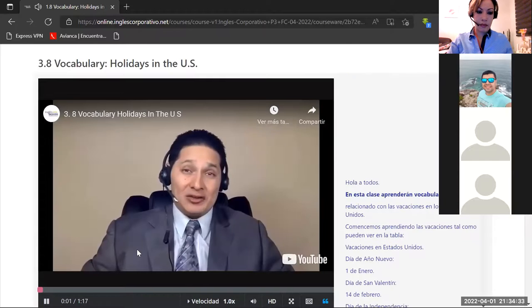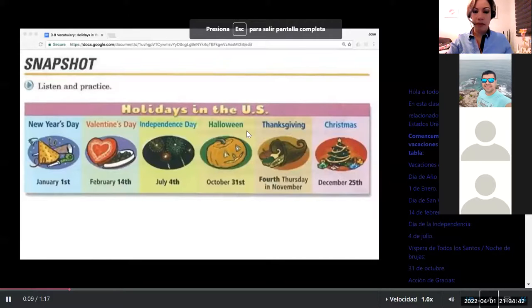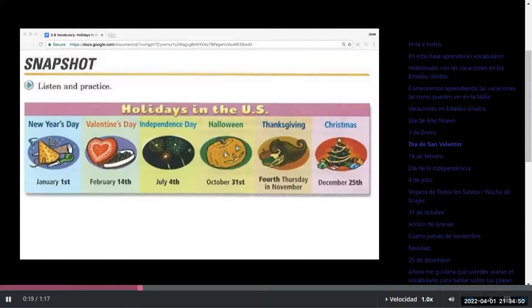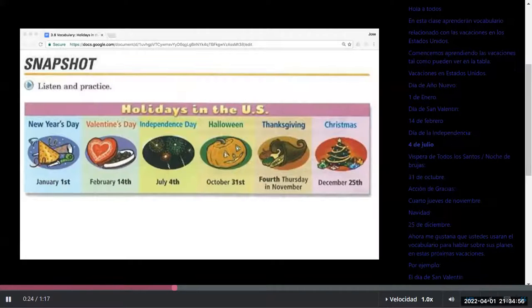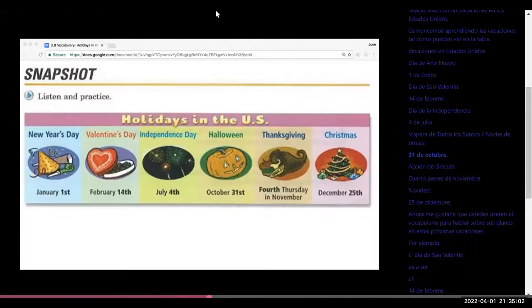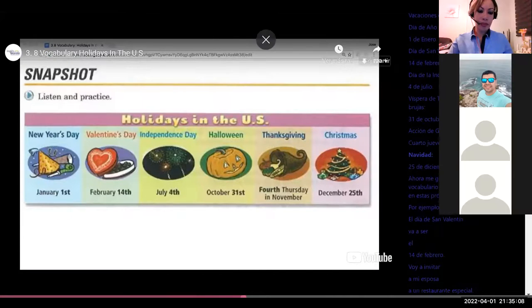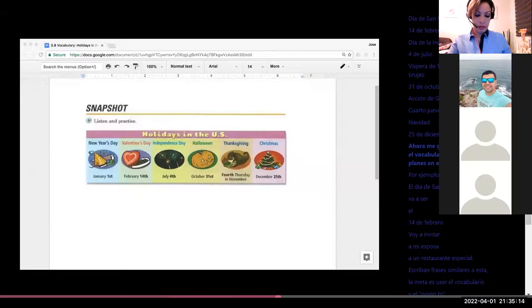Hi everyone. In this class, you learn vocabulary related to holidays in the US. Let's get started by learning the holidays that you see on this chart. Holidays in the US. New Year's Day, January 1st. Valentine's Day, February 14th. Independence Day, July 4th. Halloween, October 31st. Thanksgiving, fourth Thursday in November. Christmas, December 25th.